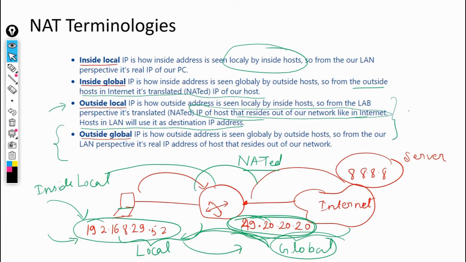Most of the time, these two IP addresses are the same. In 99% of cases they are the same. There is no change in that one. So this is the real IP address of the host that resides out of our network. Real means how we are using it globally. That's how it is. If you don't understand, if you have any questions, do not hesitate to reach out to me. I'll help you out. But that's how it is.